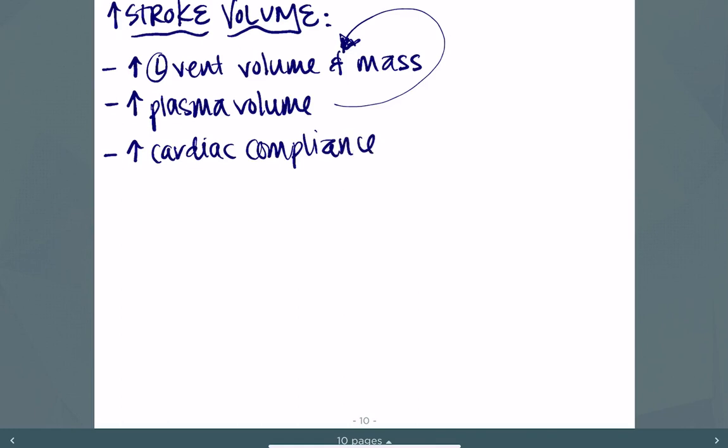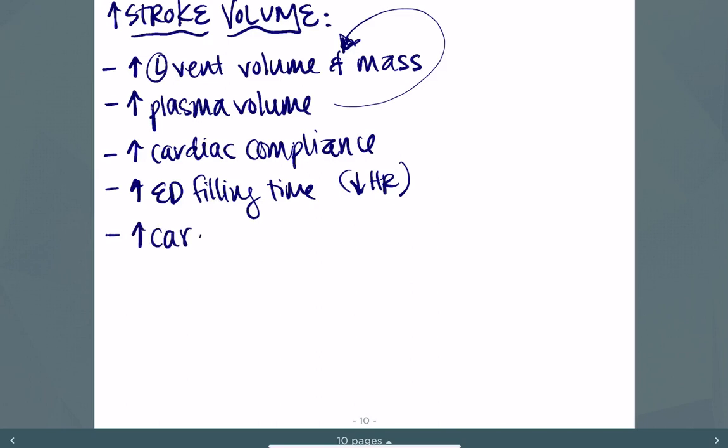You can increase stroke volume because we have increased end-diastolic filling time. We have more time to fill the heart because of that reduced heart rate. And we have increased cardiac contractile functions. We have stimulated the growth of sarcomeres in parallel to have a stronger contraction.